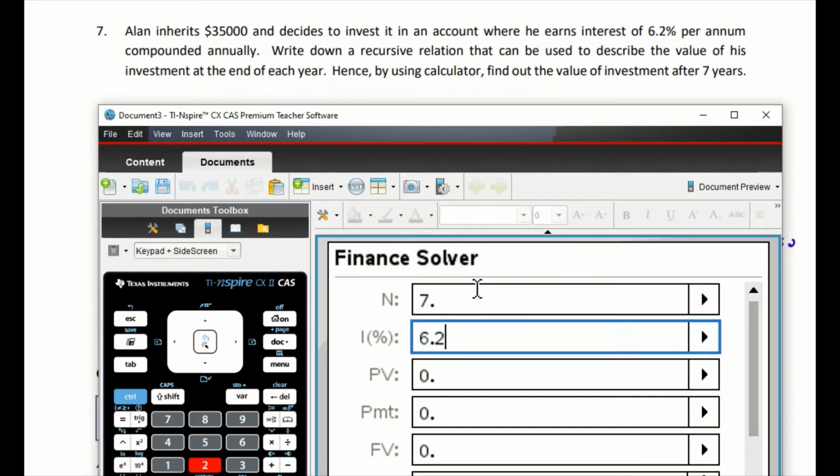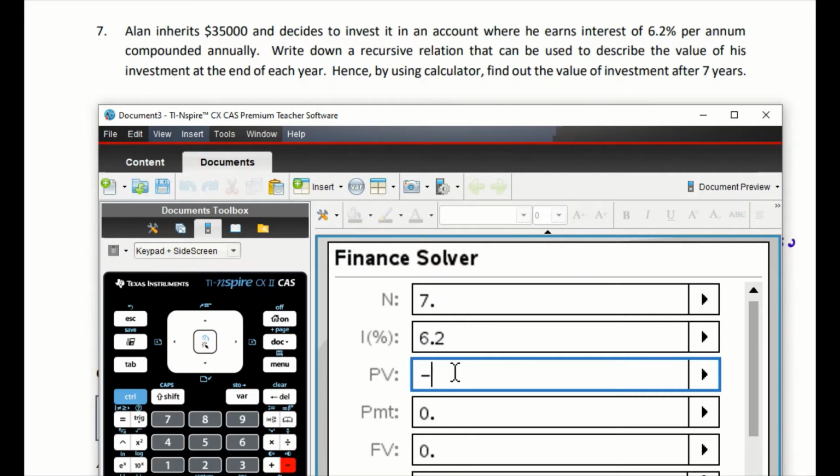Then the interest rate here is given as 6.2. Remember, when we use our formula, we change the percentage to decimal. But when you use the finance solver, we keep it as a percentage, because that's the instruction from the calculator. PV is our principal, and he put in 35,000. Remember, in our calculator, you are giving the bank, you are putting the money in the bank.